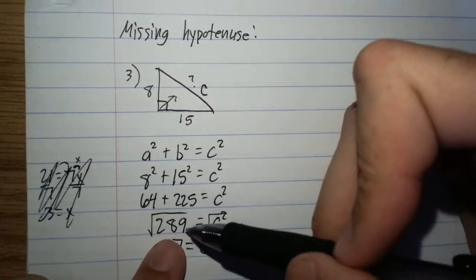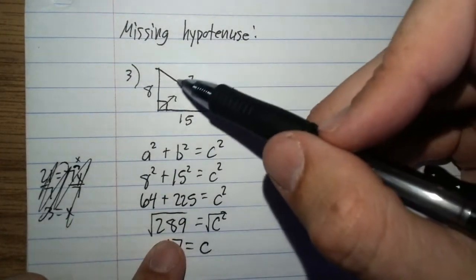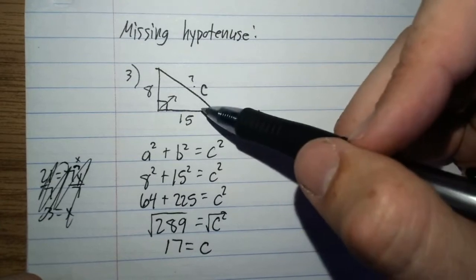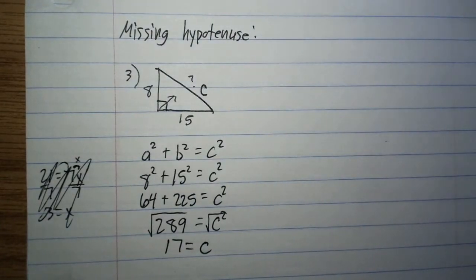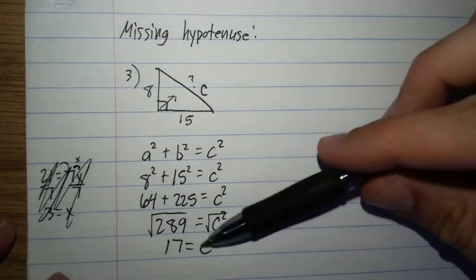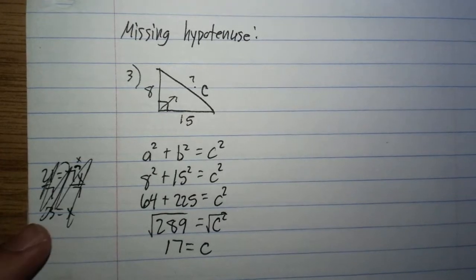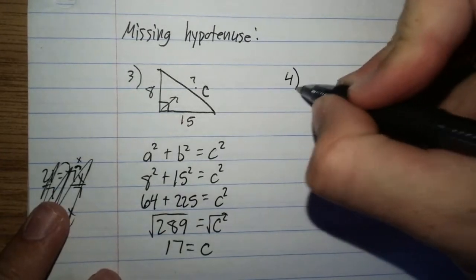Like if I came up with an answer of 289, I forgot to do the square root, an 8, a 15, and a 289, that just doesn't fit. That just doesn't make sense. So that would set off bells in my head telling me that that is not quite right and I've done something wrong. So always check back and make sure that your numbers make sense with your triangle there.